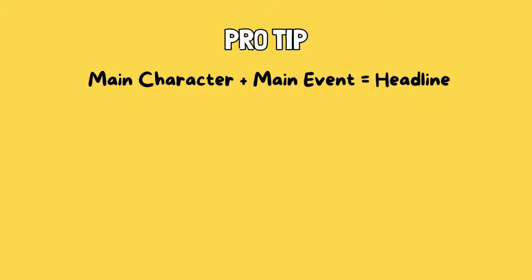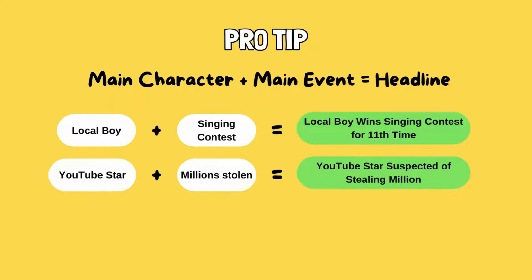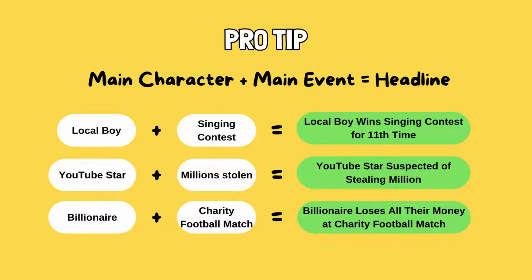Here's a simple formula. Think about your main character and your main event. For example, main character, local boy. Main event, singing contest. Combine them. Local boy wins singing contest for 11th time. Or try, YouTube star suspected of stealing millions. Or billionaire loses all their money at charity football match.